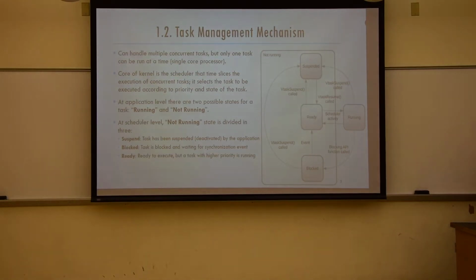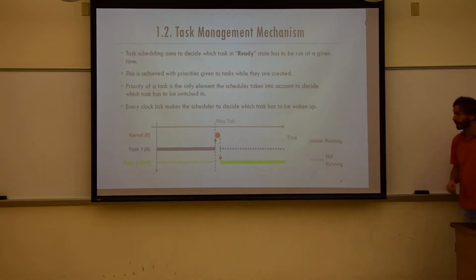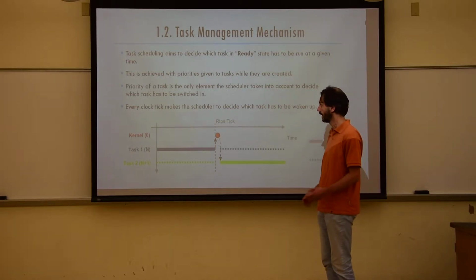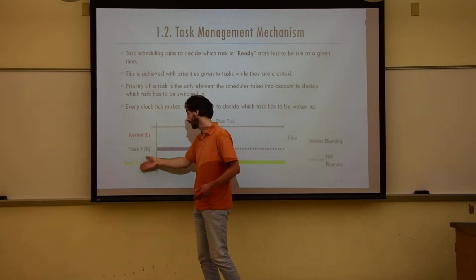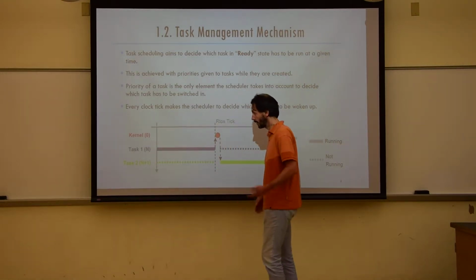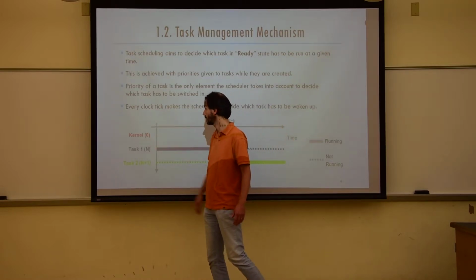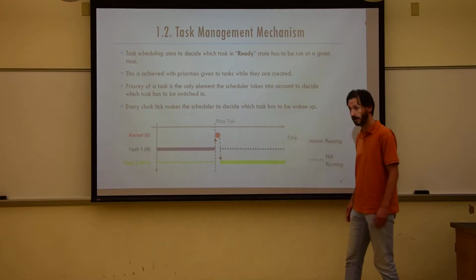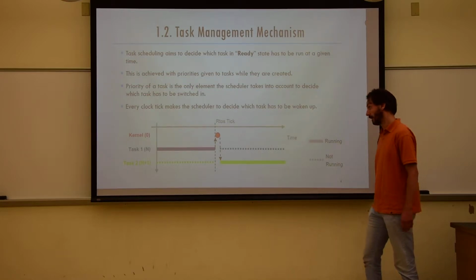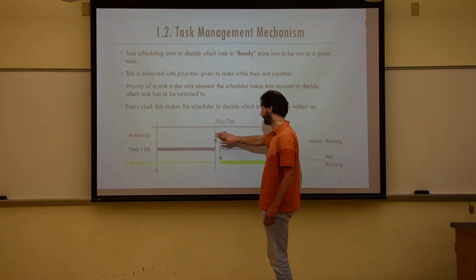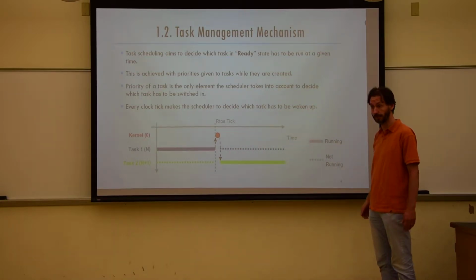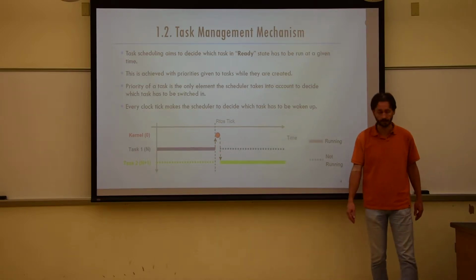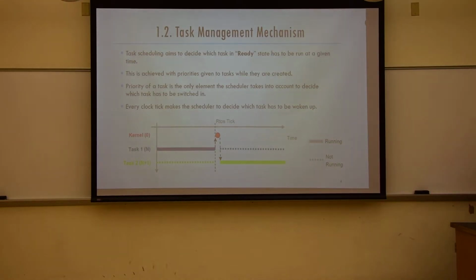So the task management mechanism: we can think of all the tasks having a certain priority. For example, we have a task 1 and task 2 of priorities n and n+1. The kernel gets the highest priority, 0, and is always going to overrule anyone else. In particular, when the RTOS tick happens, it will execute a context switch if needed, maintain the queues, and so on.